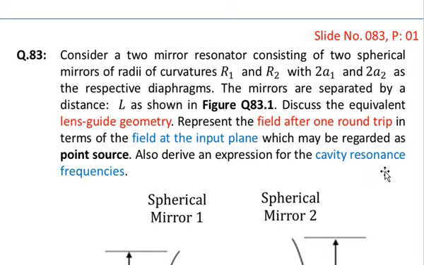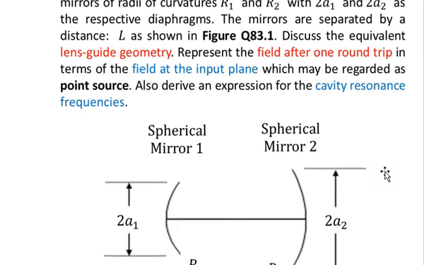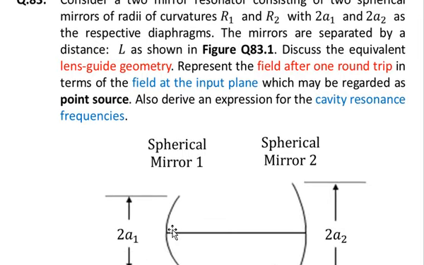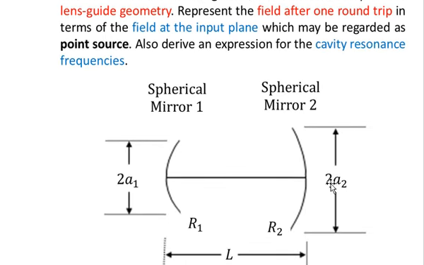So you see that in this question the field at the first mirror is known, and it is in the form of a point source as stated in the question. So the field at the spherical mirror 1 is a point source, and this field will travel towards mirror 2 and then it will be reflected back towards mirror 1. So it will complete one round trip, and we have to find the field after one round trip.